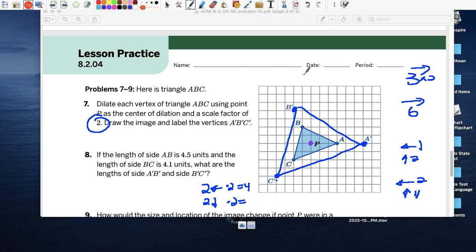So your side measurements all got doubled, okay? The angles are the same. The area is not, obviously. Yeah, that's about it.